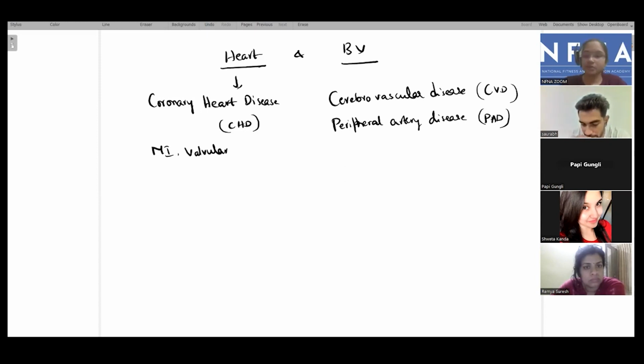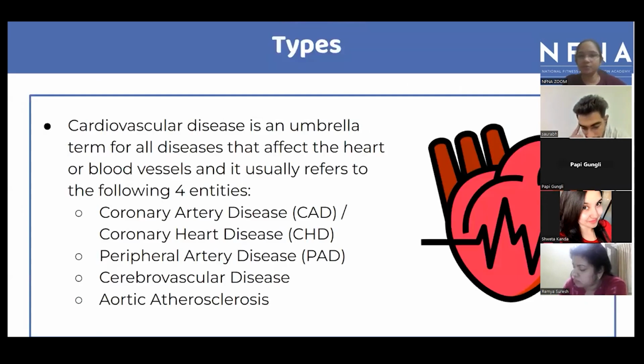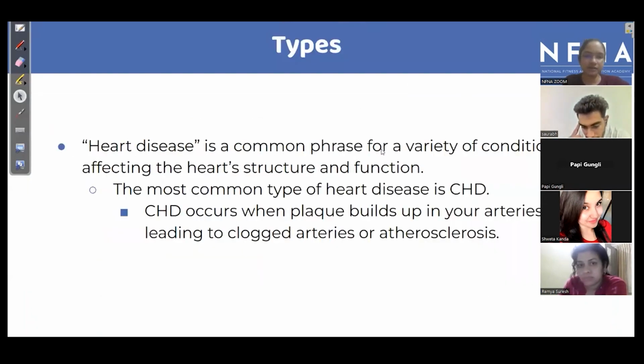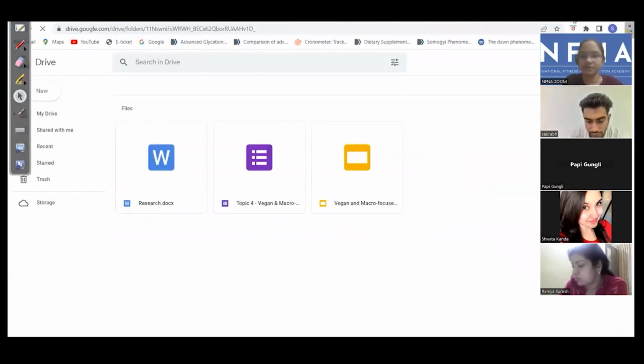Again, we have one more thing called aortic atherosclerosis. Aorta, I told you, is the main artery running in our body, right? So what is atherosclerosis? Atherosclerosis is nothing but the formation of fat in the blood vessels. As a result, there will be blockage. Let me show you one image so that you can understand what atherosclerosis is.